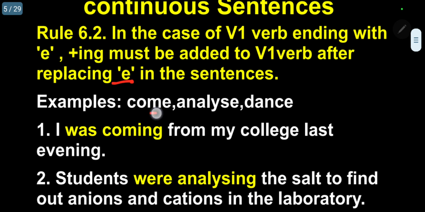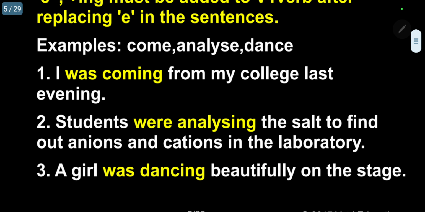Example: come, analyze, dance. These are three verbs ending with E. When you are converting into the continuous, remove E, add I-N-G. Very, very simple. I am giving three examples, so you can understand now. Coming: I was coming from my college last evening. வந்து கொண்டு இருந்தேன்.